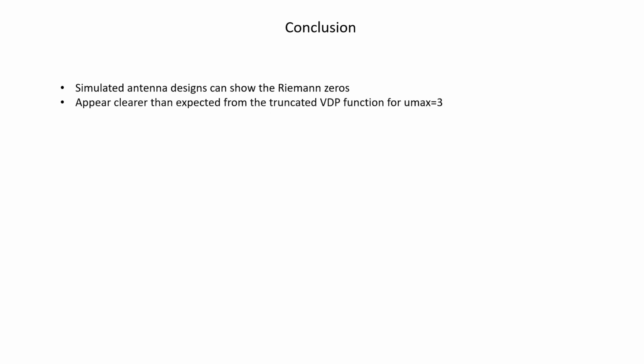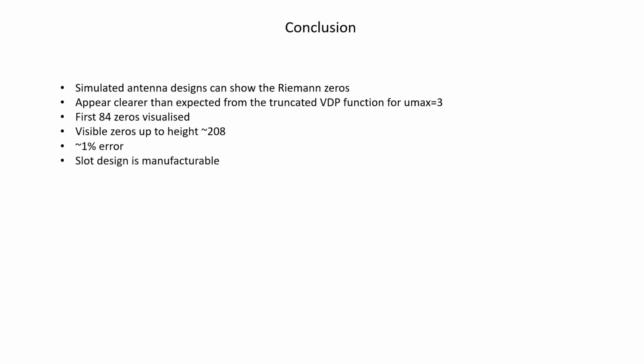So the conclusions then. Simulated antenna designs can show the Riemann zeros. They appear clearer than expected for Umax equals 3. The first 84 zeros are visualized. The visible zeros are up to a height of about 208 with 1% error. The slot design is manufacturable, but the difficulty is how to measure this design.